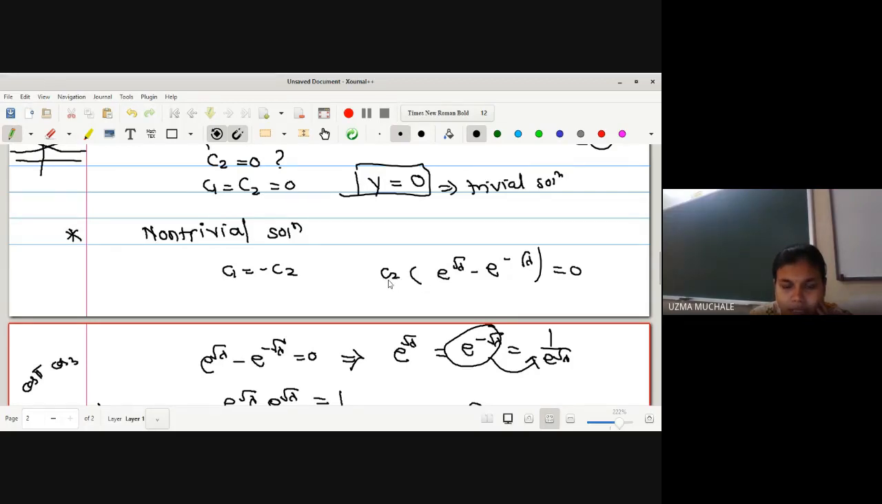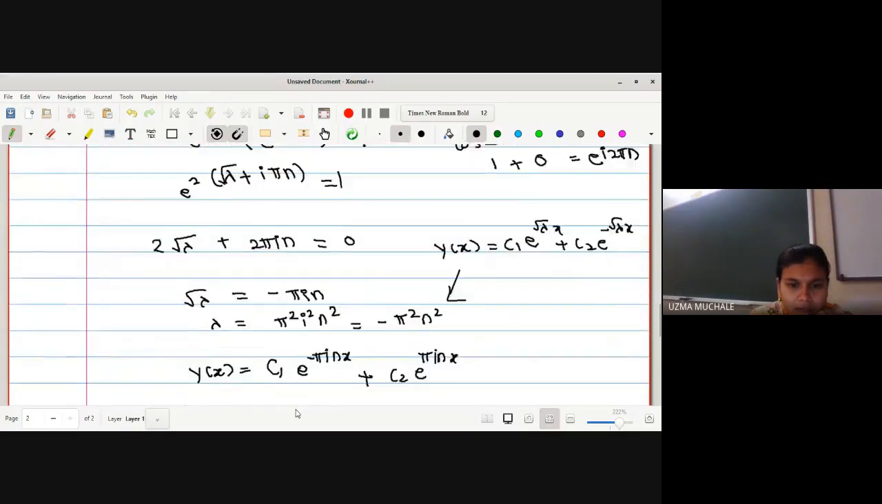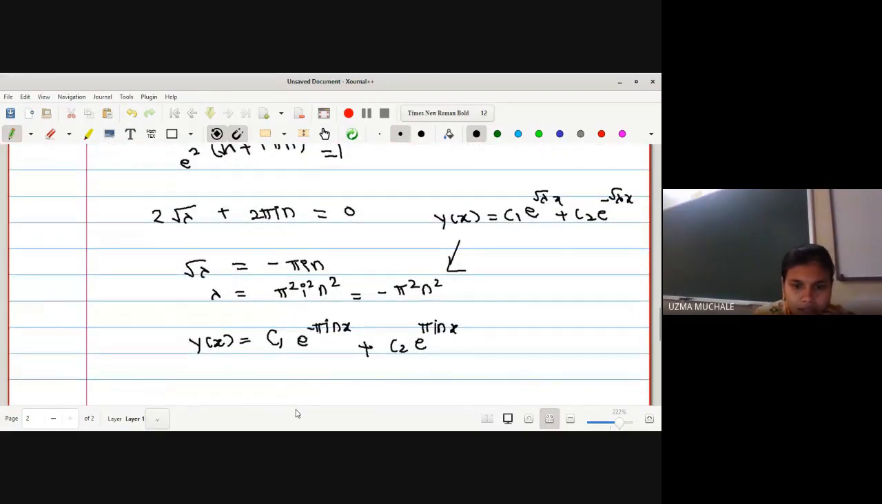Hence we have assumed that C2 is not equal to 0, but this bracket is equal to 0. This bracket is 0 only when the value of lambda is this one.